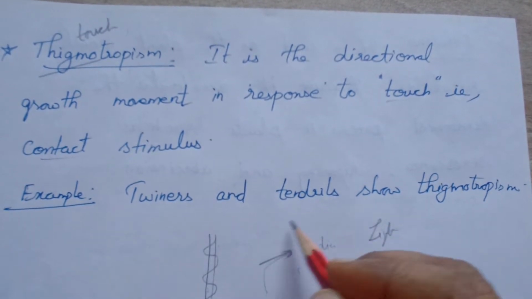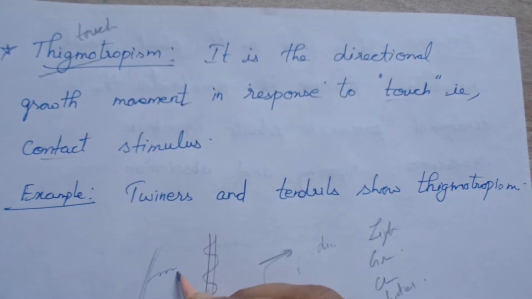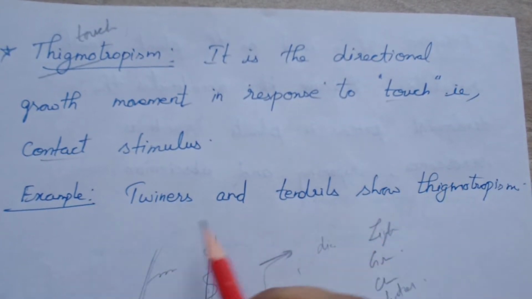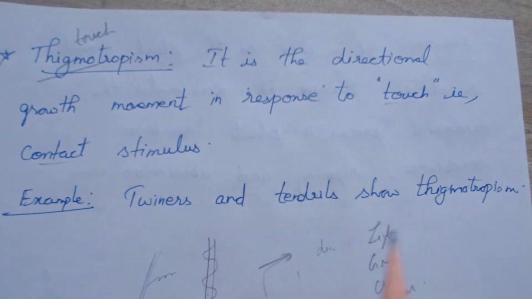The tendrils also, most plants have some tendrils, right? They also respond to this contact. That means they will wind around the obstacles. This is called thigmotropism.